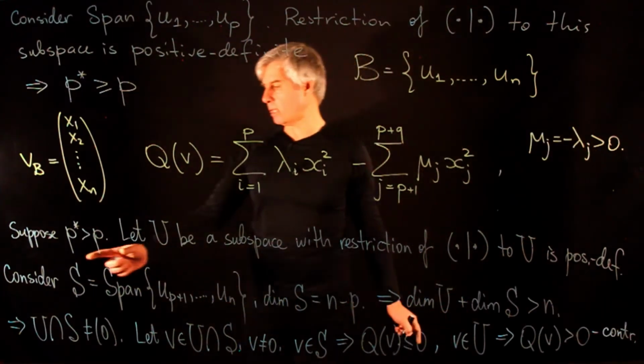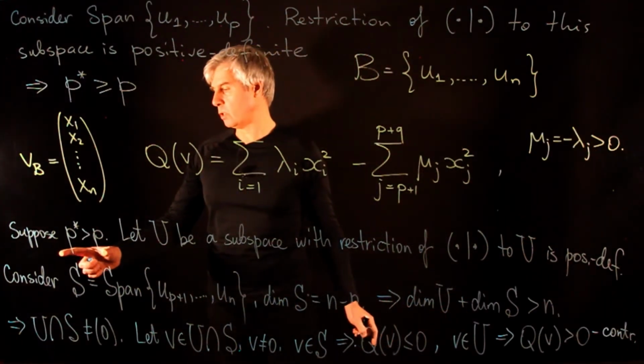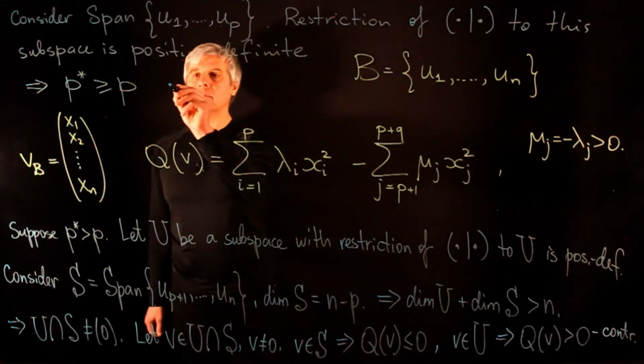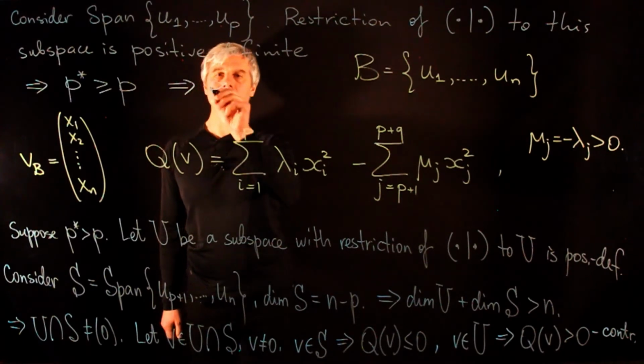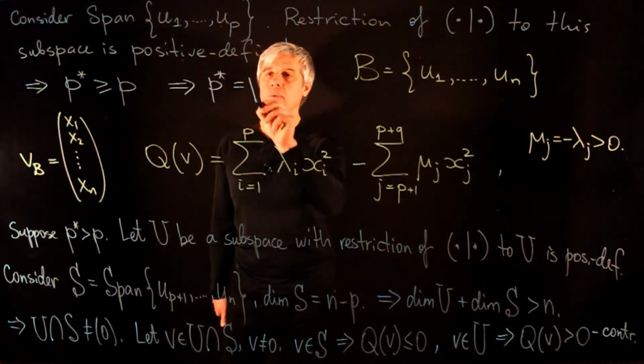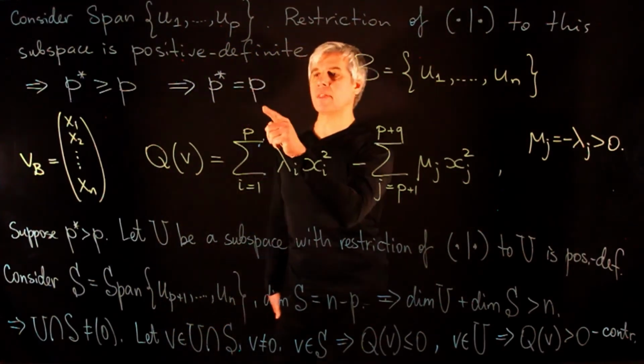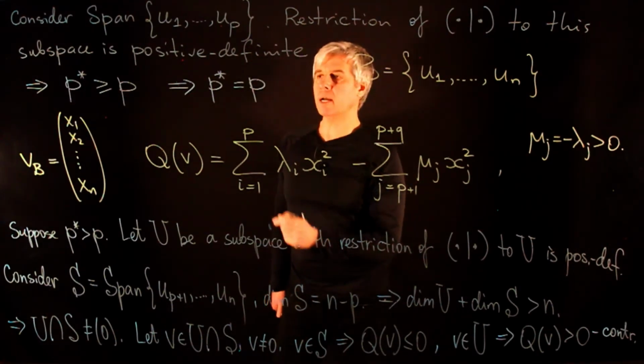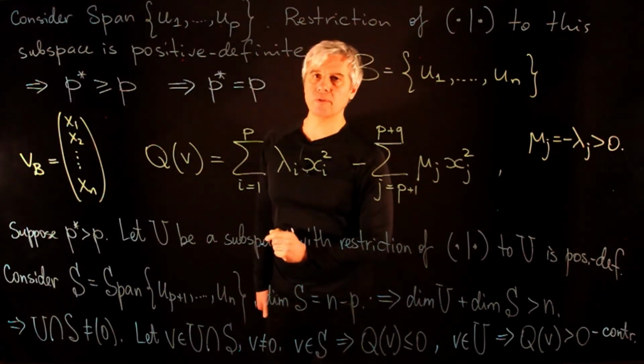And the source of this contradiction was that we assumed that P star is greater than P. So what we conclude is, in fact, we have equality, that P star is equal to P, and thus the number of positive eigenvalues of a bilinear form does not depend on the choice of a basis.